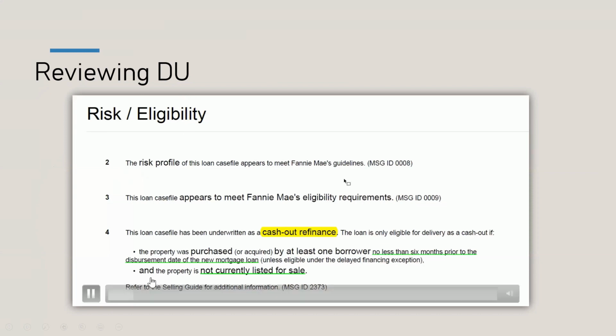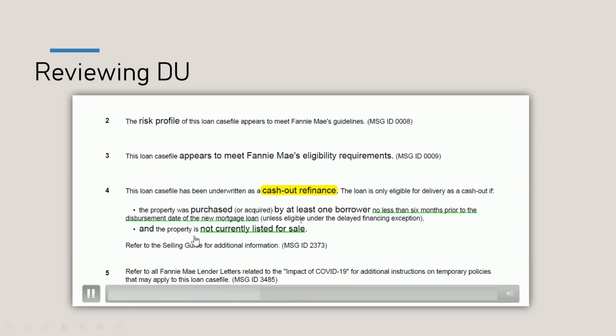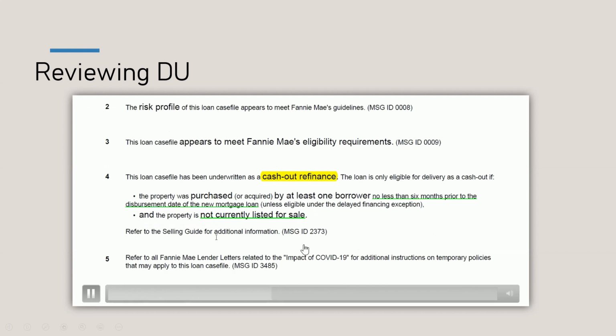Your risk and eligibility here, as you can see, is going to spell out that it's a cash out refi. We had a situation where a property was owned for less than 6 months. As you can see, they must be owners of the property for a minimum of 6 months, and the property cannot be listed for sale.